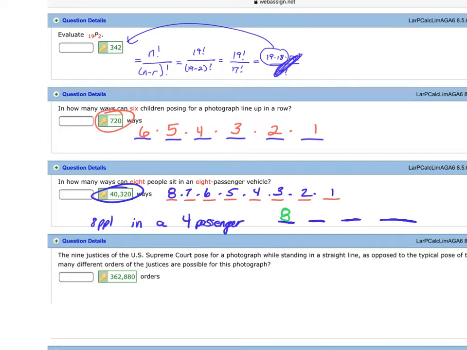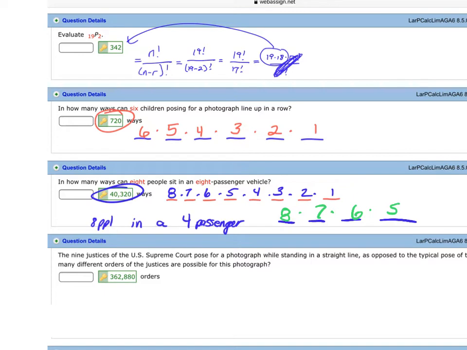7, 6, 5. Now look, the car is full. So what happens to 4, 3, 2, and 1? They don't get a spot. They don't get to go. But do you see how the question could be changed? By the total number of people available versus how many people can sit in the row, can line up for the picture, can sit in a car, something like that. Yeah, I see it. Okay.